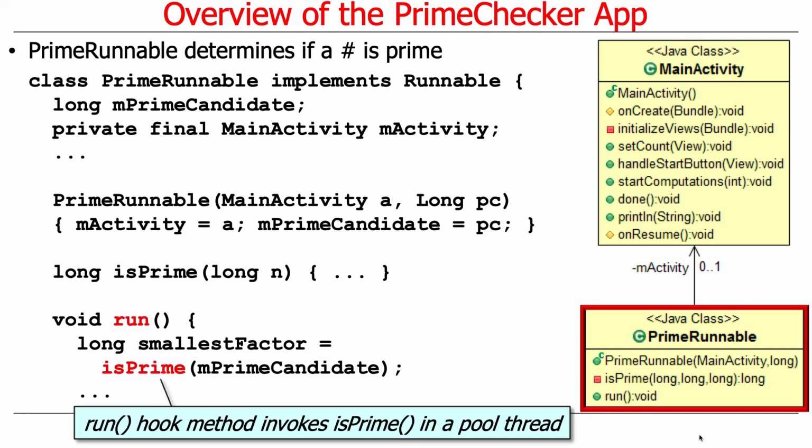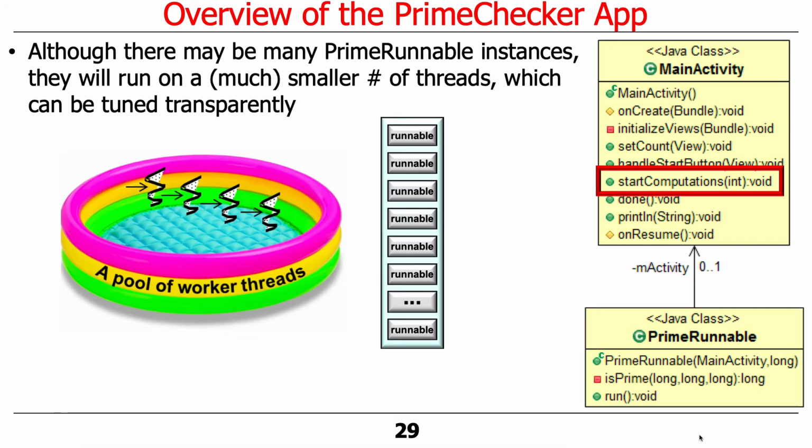This is the one that's going to be called in the background thread. And as you can see, it's going to check to see if the number's prime. And it'll return 0 or greater than 0 if it's not prime on the prime candidate. So that'll be running in the background in a thread in the pool. Although there's lots of these PrimeRunnable instances, they will be running on a much smaller number of threads. So we might have gazillions of these, but a very small number of threads, which is exactly the point.